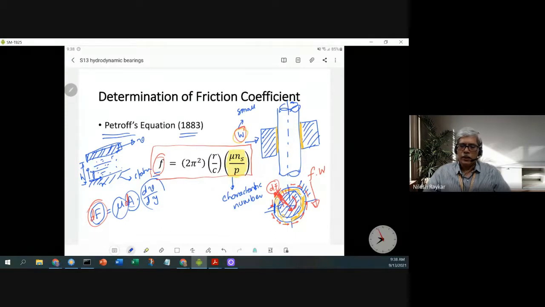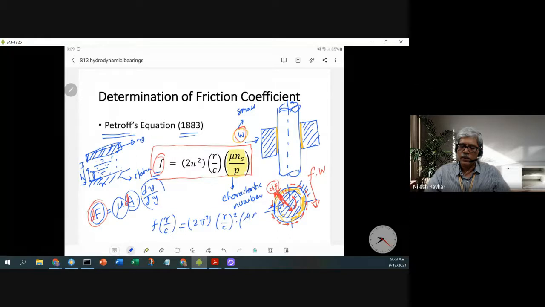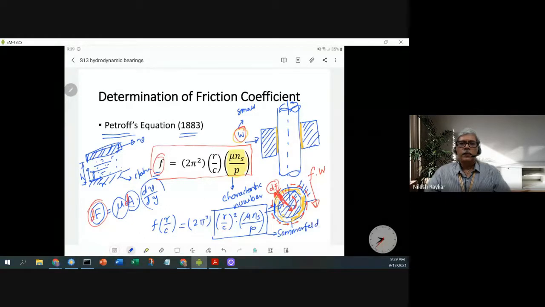Another important thing that this equation of Petrov revealed, which was later studied, is this. I'll rewrite the equation in a particular form. I'm multiplying by R by C on both sides. So I'll get 2 pi square R by C square multiplied by mu Ns by P. The term which we get here is known as the Sommerfeld number, and this is a very important parameter in the design of hydrodynamic bearings.